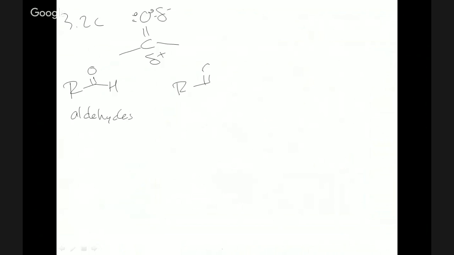Finally, 3.2c is carbonyl chemistry. Partial plus. You still have a dipole here, but now you have a dipole with a double bond. There's a lot more that goes into this. Aldehydes: one of these groups is an H. Ketones: there's no H. R and R prime, let's say, two different R groups. They could be the same. Ketones can be symmetrical, or they can be unsymmetrical.